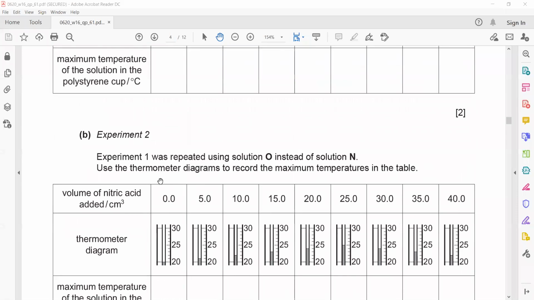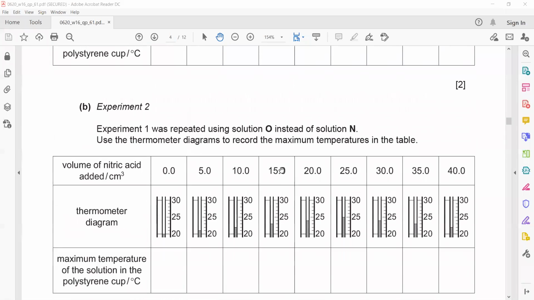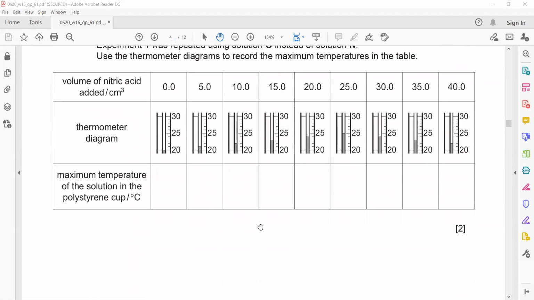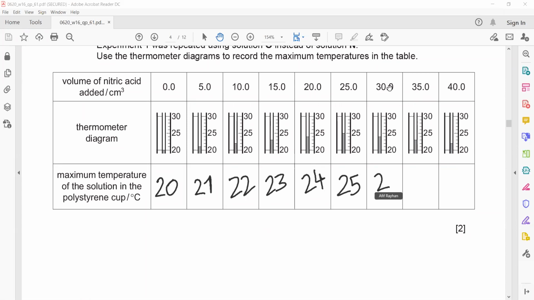Then experiment 2 was repeated using a solution Q instead of solution N. What are the temperature readings? The maximum temperature. The first one 20, the second 21, third one 22, then fourth one 23, 24, 25, 24, 23, and then 22. So these are the temperature readings.